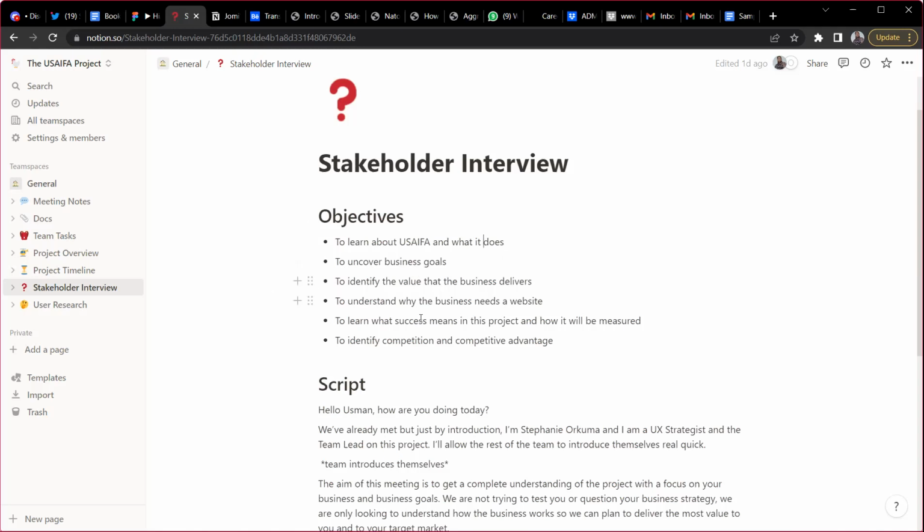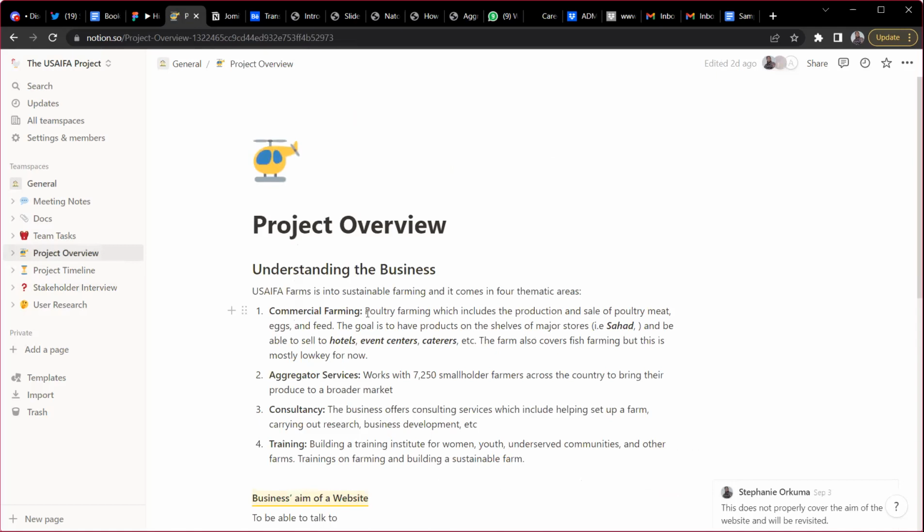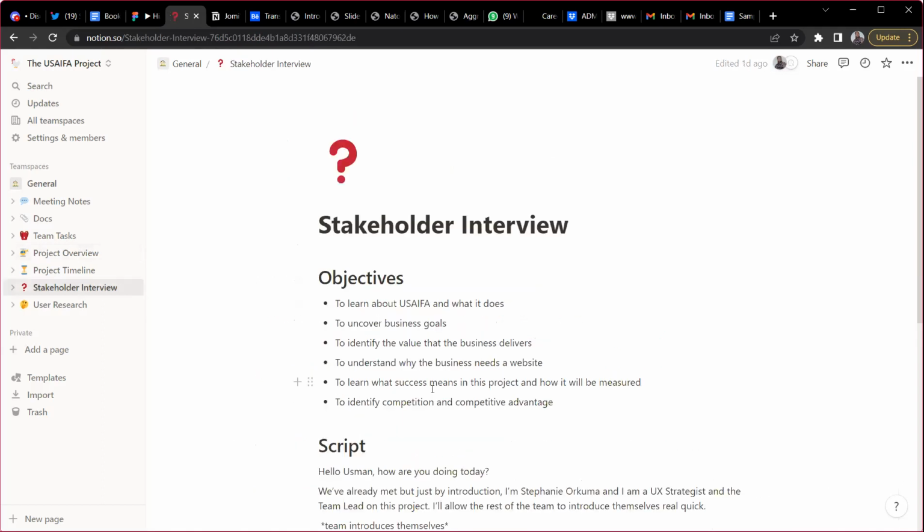You have a farm, so it has about four thematic areas. Let me show you that real quick. So commercial farming, aggregator services, consultancy, trading, right? So those are the four things they do. And I want to understand what they want to achieve with these four things. What is the goal of the commercial farm? What is the goal of the aggregator service? What is the goal of the consultancy? What is the goal of the school or the training program? What are you set out to achieve?